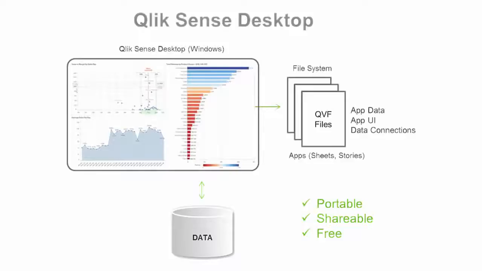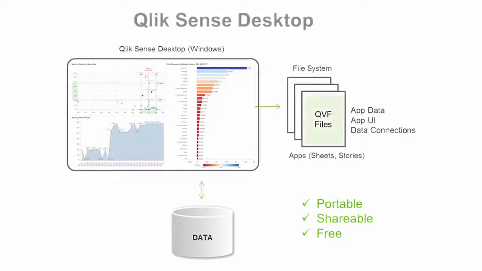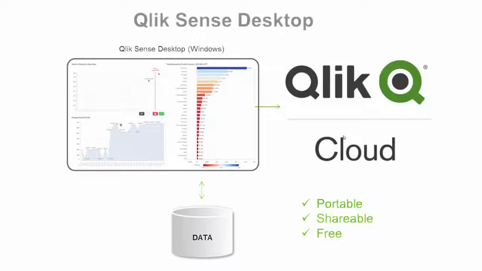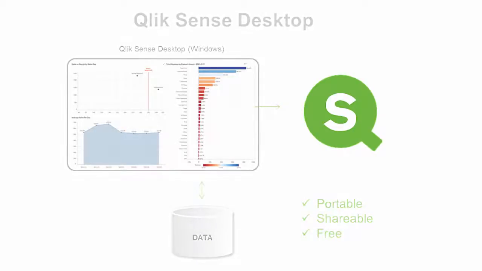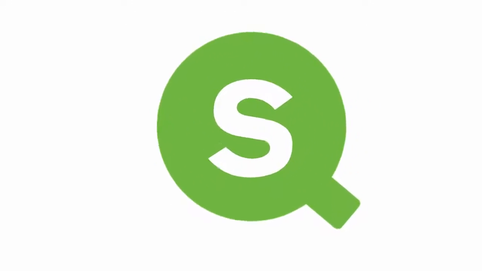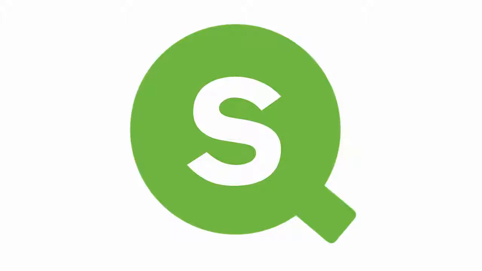The apps you create with Sense Desktop can be shared as files to other Sense Desktop users, uploaded to the Qlik Cloud for online analysis and collaboration, or imported into the Qlik Sense Server environment for online access, added security, governance, and scalability. Sense Server provides the same data access, app design, and storytelling capabilities as Sense Desktop, but includes additional capabilities that help manage and scale the Sense environment.